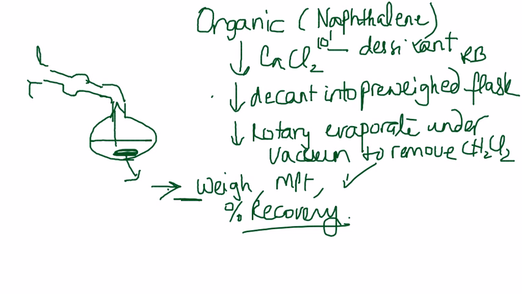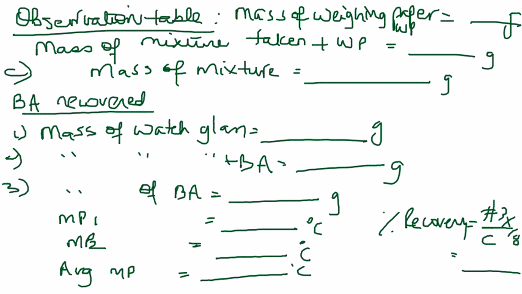So what should your observation tables look like? Let's talk about that. You have to determine a bunch of things here. First you will begin with the mass of the weighing paper. I do want to see that. Then the mass of mixture taken plus the weighing paper. The mass of mixture taken is approximately equal to 2 grams. And then the first one that we recovered was benzoic acid.